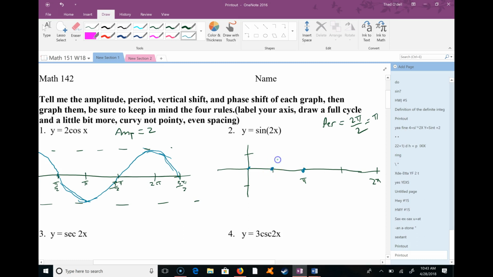So put a little dot right here. And halfway between these two, it's at the top. Halfway between the next two, it's at the bottom. And you can see this, of course, just keeps going. And there we go. Remember, when you're drawing a curve, you always want to do one full cycle and a little bit more on either side. So probably should go down to here, right?